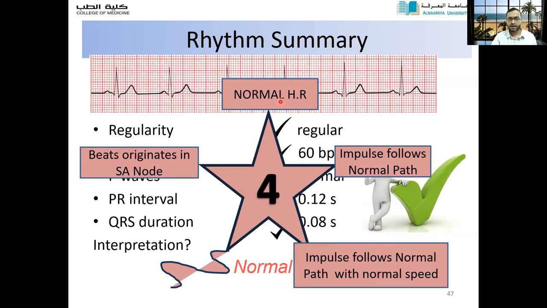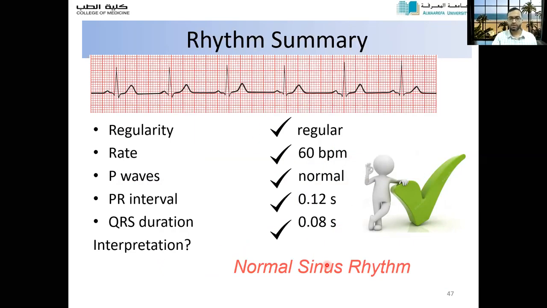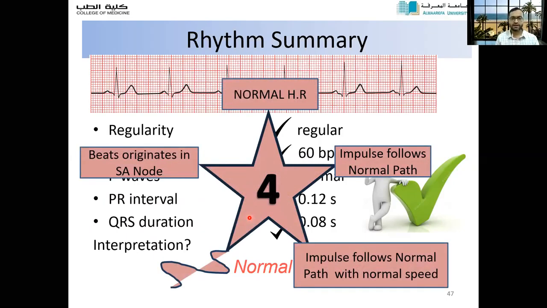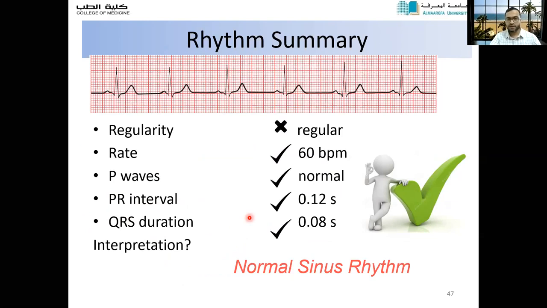Its rate is normal, and the impulse follows the normal path with normal speed. By the PR interval, you are measuring the speed through the atria plus AV node. By QRS duration, you are measuring the speed through the ventricular path. So we have completed this criteria, and we have confirmed that the rhythm is normal sinus rhythm.